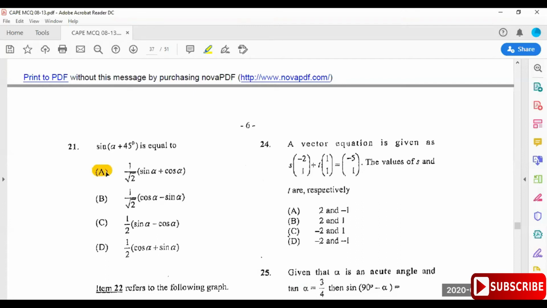Why does it have to be A, sir? Because the sine of 45 is 1 over root 2, and not a half. Clearly that one is A. So that was very, very simple.